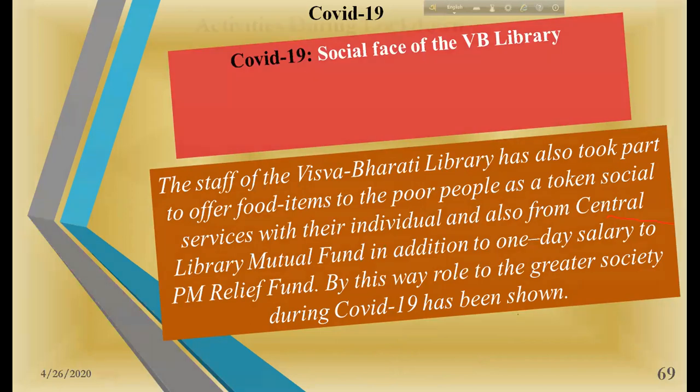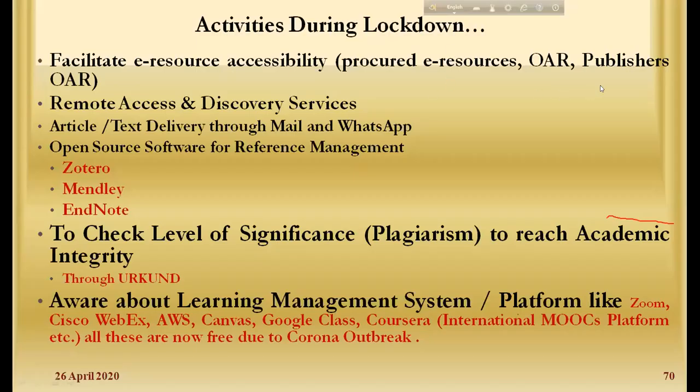And activities during lockdown: we facilitated e-resource accessibility, procured e-resources, open access resources, publishers' open access resources, remote access and discovery services, article full-text delivery service through mail and WhatsApp, open source software for reference management, and to check the level of plagiarism by sitting in the house, through Urkund. Then we made people aware of learning management system platforms like Zoom, Cisco Webex, AWS, Canvas, Google Classroom, then Coursera, and, you know, there are many more, e-Class and Moodle platforms, Jitsi Meet, like that.